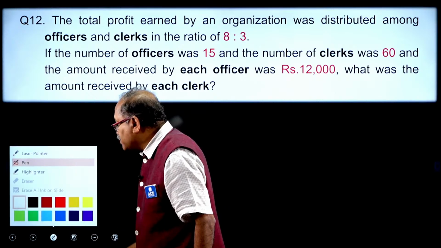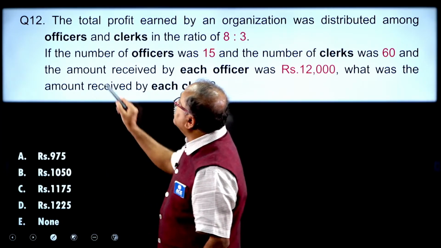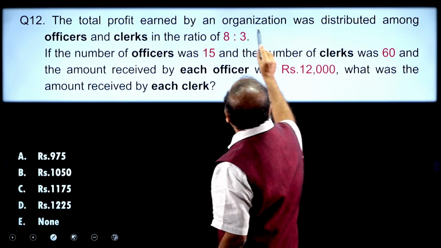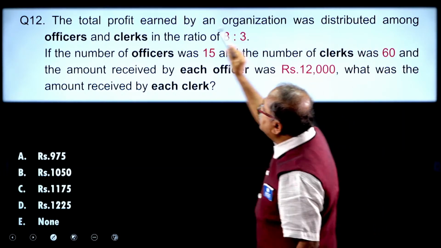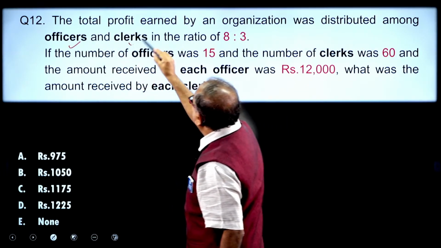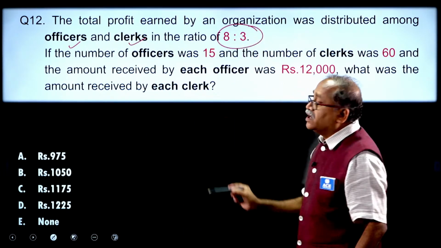The 12th question. Today I think I picked up 15 questions. These are all basic. The total profit earned by an organization is distributed among officers and clerks in the ratio of 8:3.